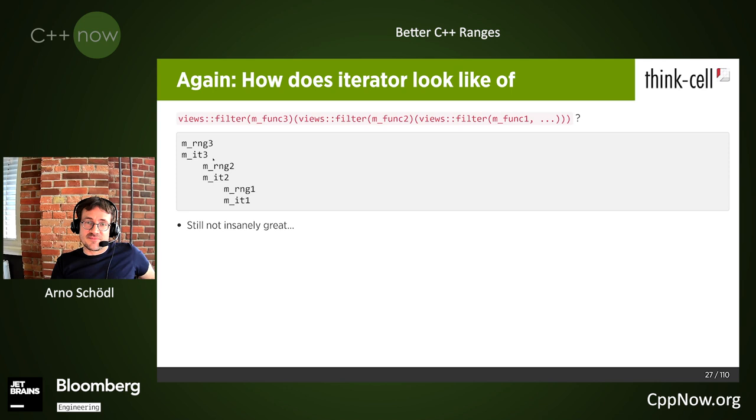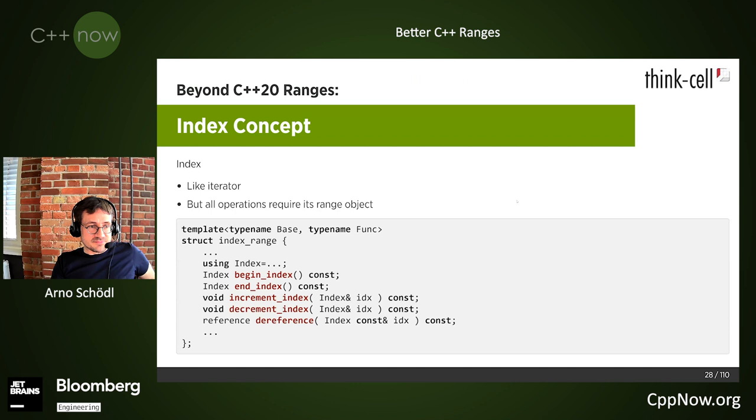And that's still not great. Ideally, you would like to have an iterator that is of constant size, that always stays small, no matter how large your stack is. In the library, we went beyond the C++20 ranges. It's one of the things that we added that allows you to build these stacks and keep the iterator small.